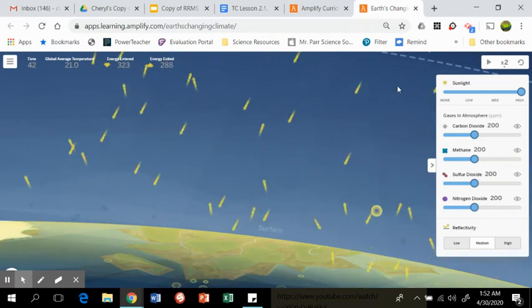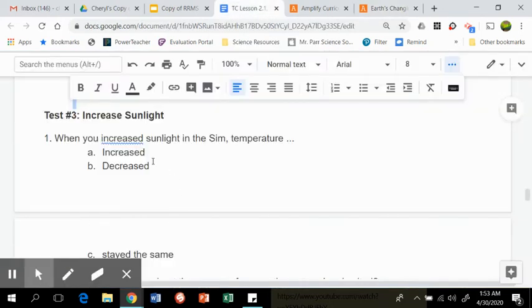All right, so I pause it and let's look at it. So the global average temperature increased. Energy entered 323, energy exited 288. So here the energy that entered the system was higher than the amount of energy that exited the system. So going back to our document, when we increased sunlight, the temperature increased.